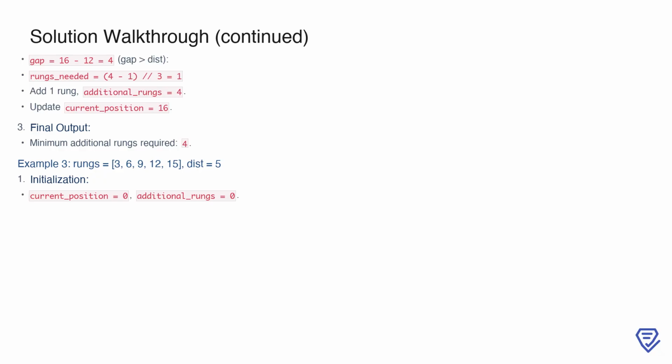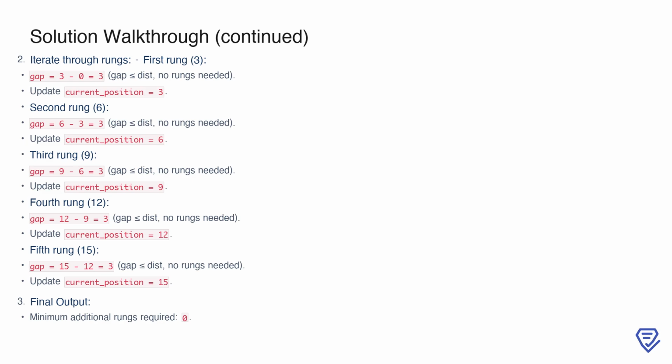Moving to another example, consider the ladder with rungs at positions 3, 6, 9, 12, 15, and dist set to 5. We initialize current position to 0 and additional rungs to 0. As we iterate through the rungs, the first rung is at position 3, with a gap of 3 from the ground. Since this is within the allowed distance, no rungs are added, and we set current position to 3.